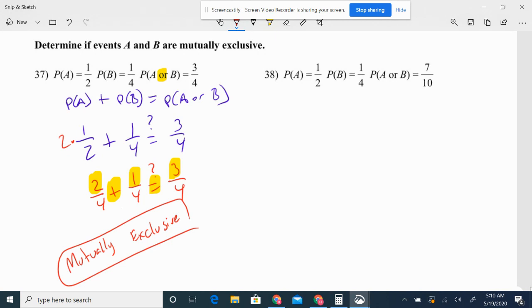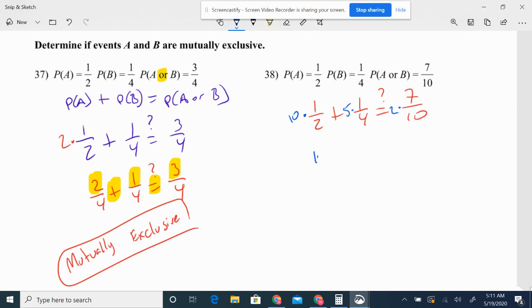All right, let's take a look at question number 38. I have that 1/2 plus 1/4 is equal to 7/10. Put a question mark on the equal sign because I'm wondering if it's true or not. I need common denominators. So 2, 4, and 10, I can easily make them all 20. I'm going to multiply the first fraction by 10, the second fraction by 5, and the last fraction by 2.